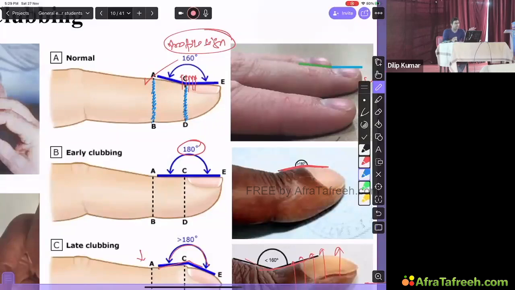Normally, this is a normal finger. By this, what is more? DPD is more or IPD is more? Which is more basically? IPD is more. So if you do a DPD-IPD ratio, will it be less than 1 or more than 1? Less than 1. Technically, it should be less than 1. That is the normal DPD-IPD ratio.